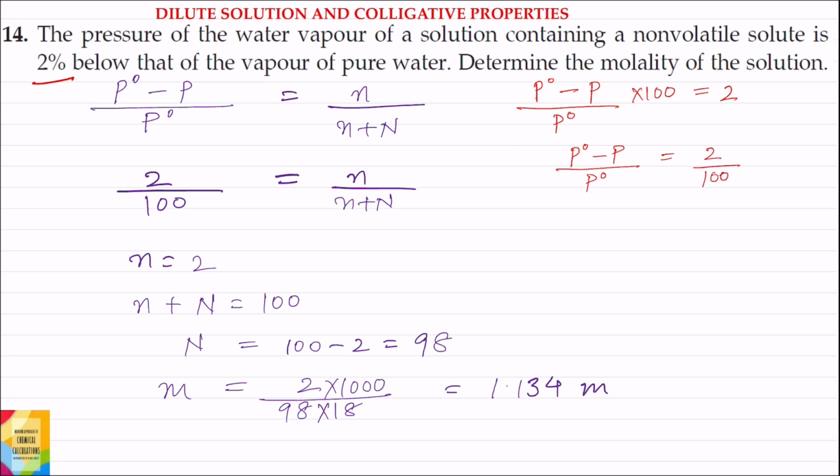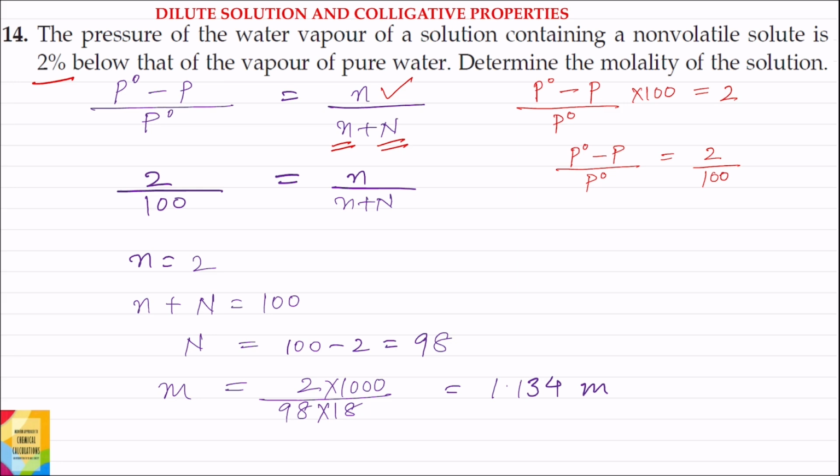Now in this question, since the solvent is water, P naught represents the vapor pressure of pure water. P represents the vapor pressure of solution. Now P naught minus P divided by P naught is also known as relative lowering of vapor pressure. Now relative lowering of vapor pressure is also equal to mole fraction of solute. Now mole fraction of solute can be written as moles of solute divided by total number of moles. Now total number of moles will be equal to moles of solute plus moles of solvent. Here small n denotes the moles of solute and capital N denotes the moles of solvent.